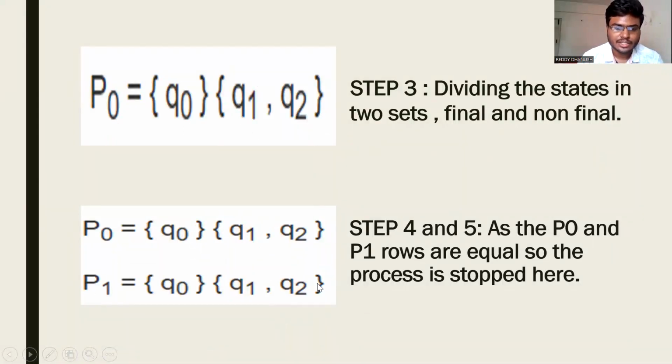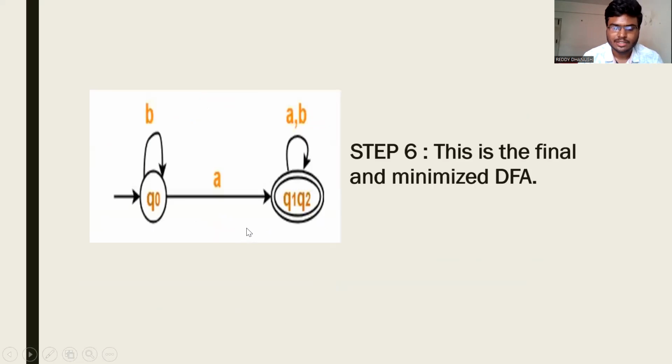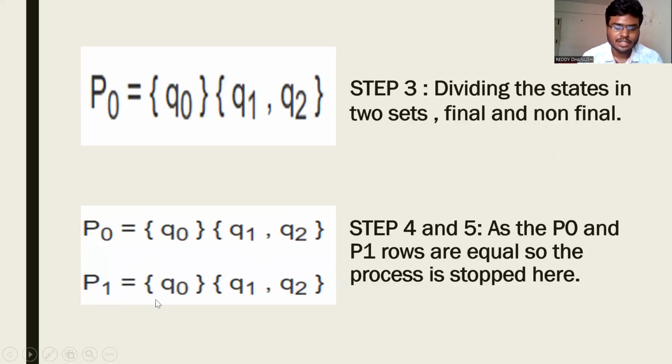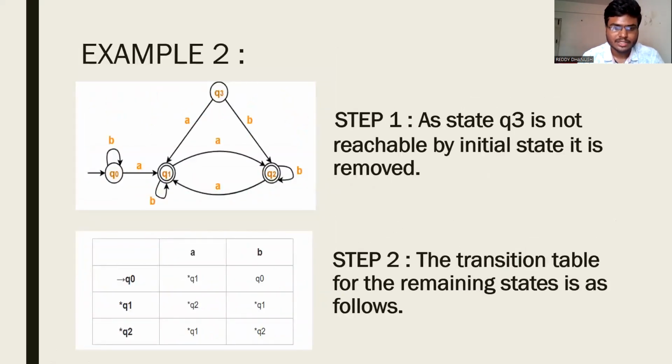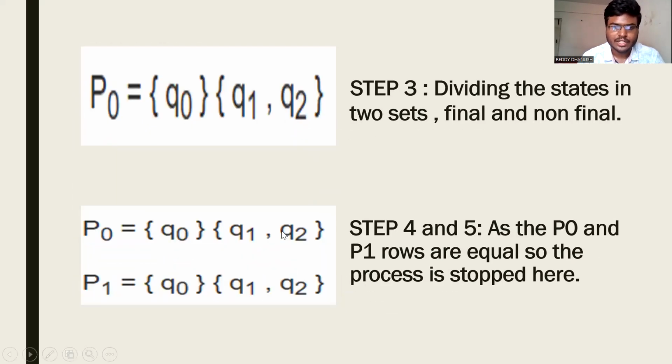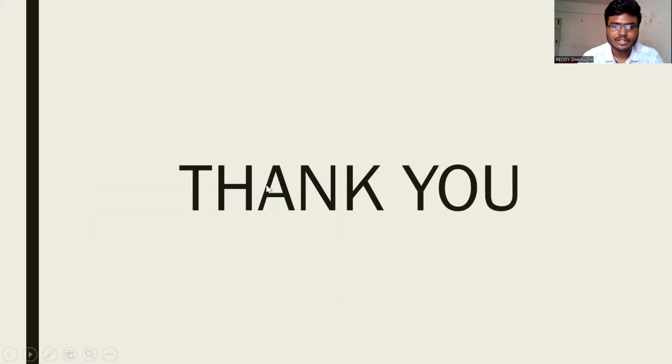So that is written in the P1 row. We can see here P0 and P1 are similar. So we will stop the process at this moment. And the final row is the final number of states in the minimized DFA. The two states are Q0 and Q1, Q2. So the transitions can be made using the transition table mentioned in step 2, and we can write the minimized DFA. Thank you.